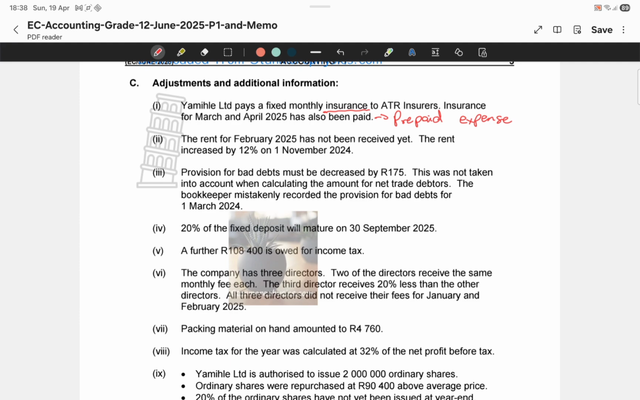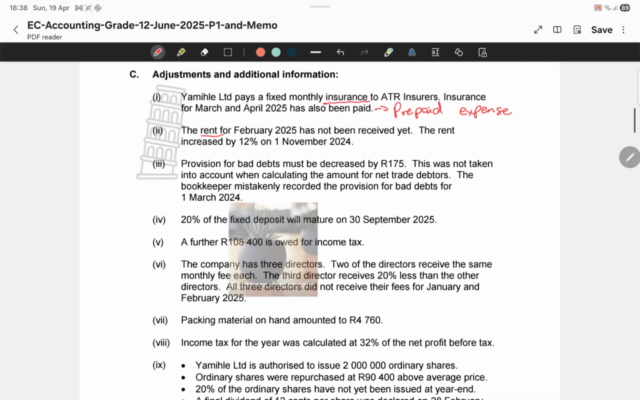Now, number 2, we have a rent transaction. It says the rent for February 2025 has not been received yet. This rent increased by 12% on 1st of November 2024. This also affects the trade and other receivables note as it is accrued income. If you don't understand these terms, prepaid expense and accrued income, please go watch the previous video. I have explained all of them in detail. Okay, it means this rent transaction also affects the trade and other receivables note.